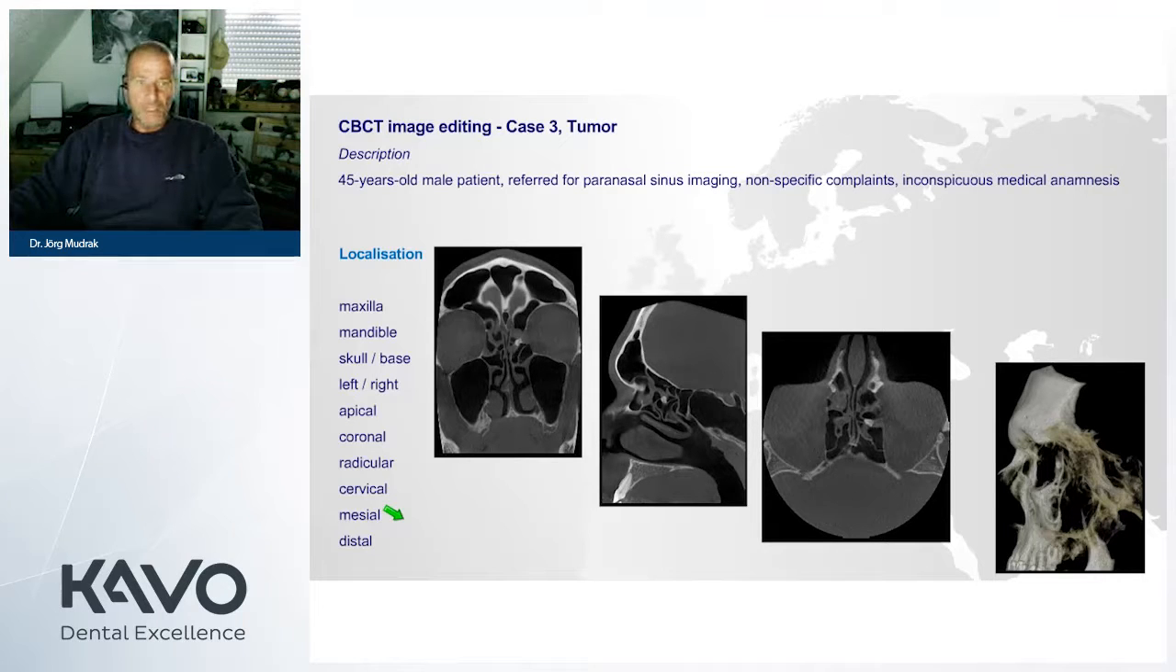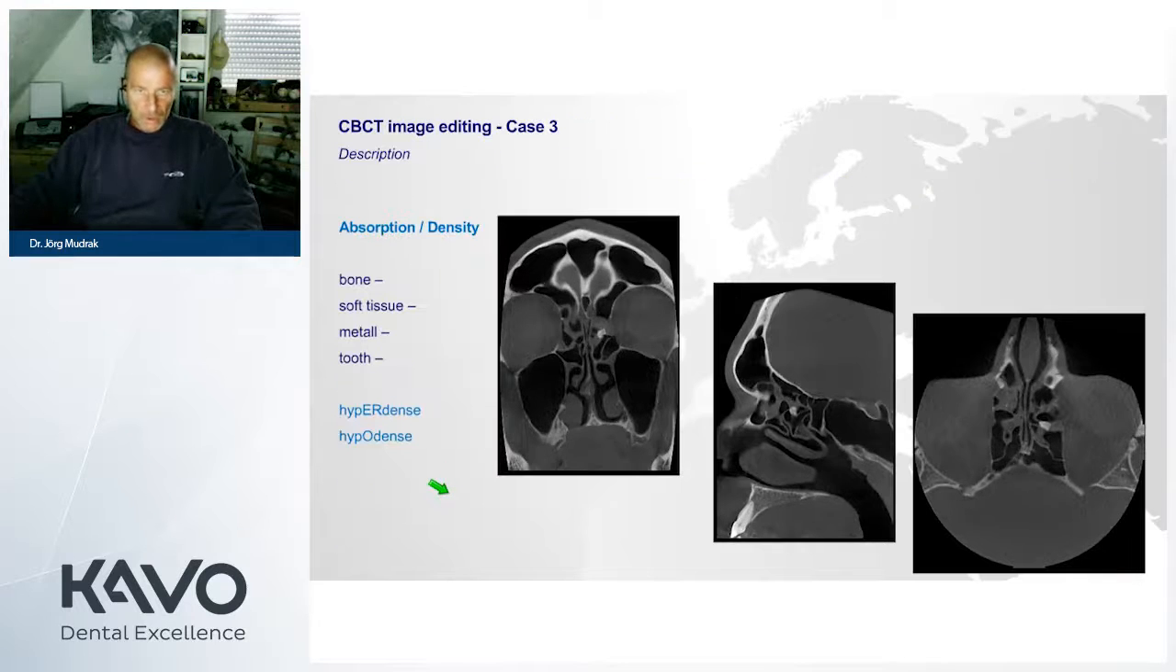And first of all, we have then again to check, okay, where are we? So from the anatomy, we are now in the ethmoidal sinuses. That means maxilla, skull base, ethmoidal sinus, and this is what we are talking about. So in the next step, we talk about the absorption and density. So it's always the same scheme, and I think you agree that it is more or less hyperdense when we look at this structure.